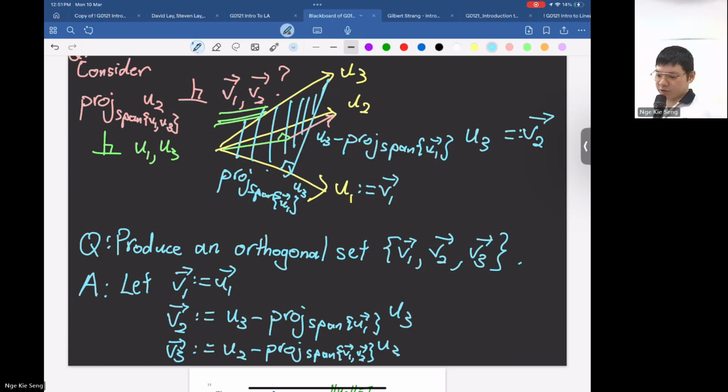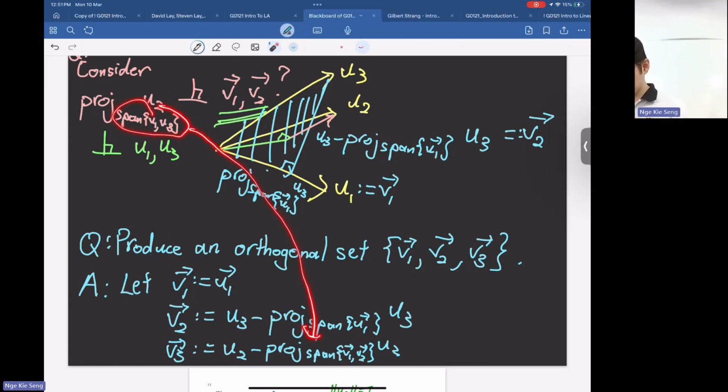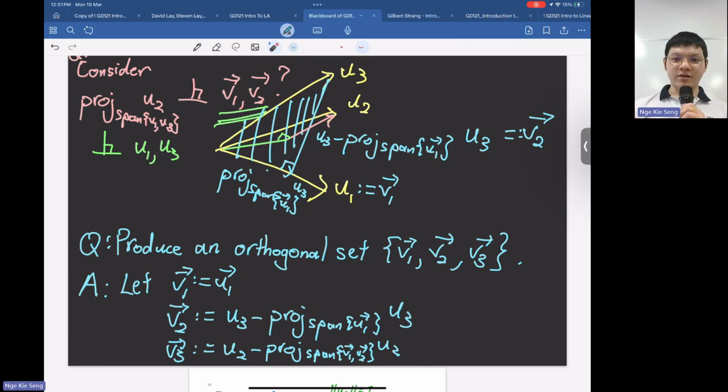So to answer Zheng Yao's question just now, can we take U1 and U3 or not? The question is whether the span of U1 and U3 is the same as the span of V1 and V2. If they are the same, then you can. If they are not, then they might produce a different thing. Seems like in this picture, they are the same plane. But I think we need to check. We have to be safe.